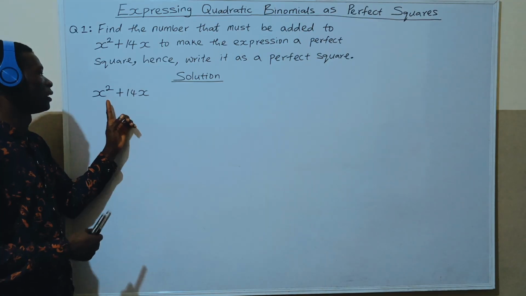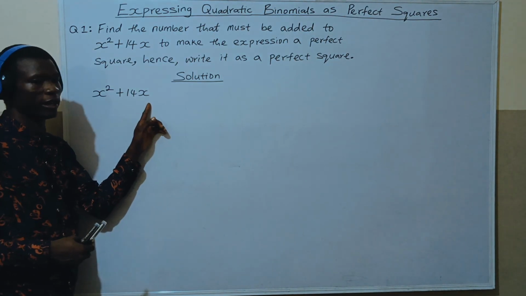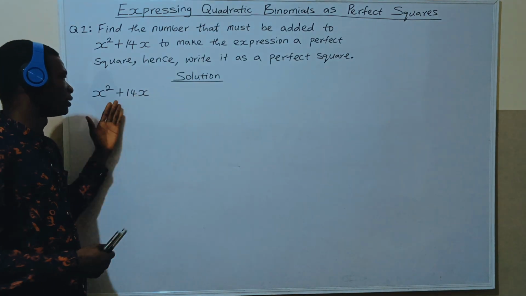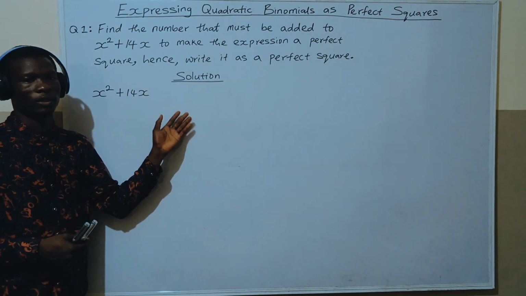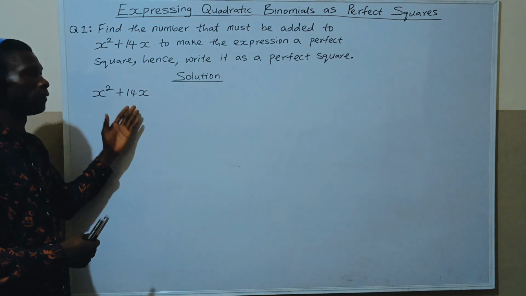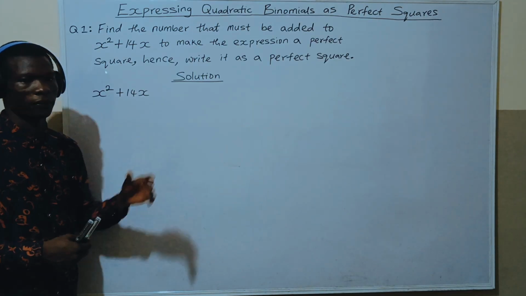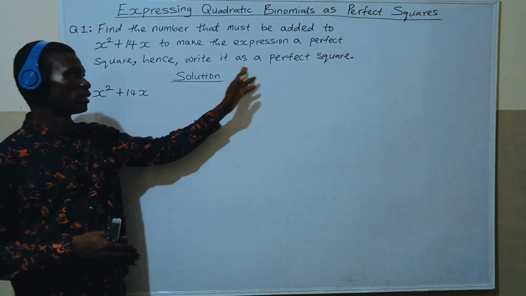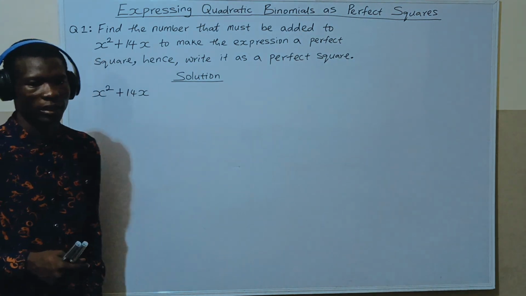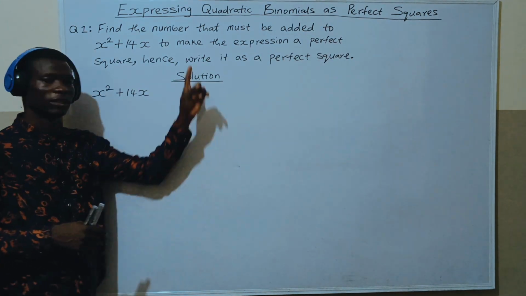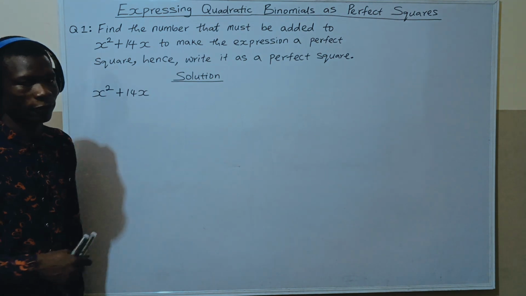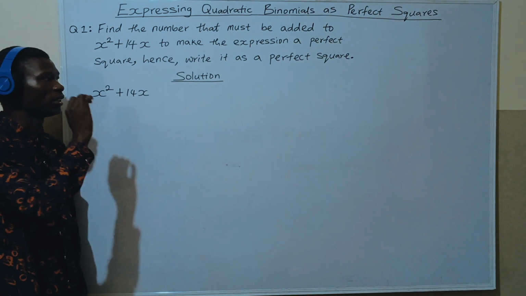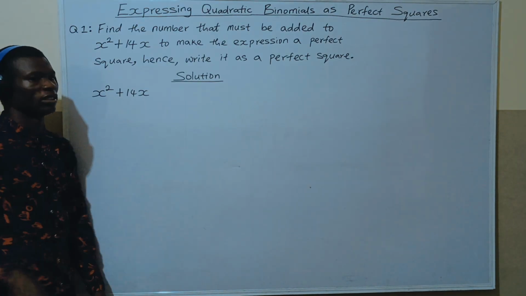Okay, so this is an expression, x squared plus 14x. By the statement of this question, this expression is not a perfect square. So what is expected of us is to find the number that will make this expression a perfect square. And after we have found that number, we're expected to write the expression as a perfect square. So in this single question, there are 2 tasks to be performed. First, find the number that will make it a perfect square. The second task is to write the expression as a perfect square.